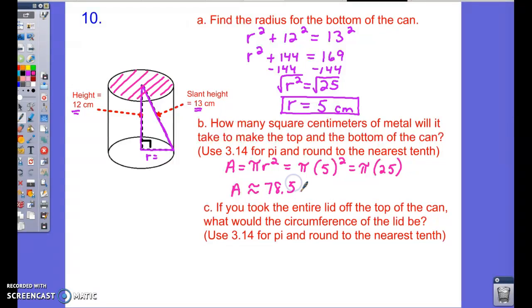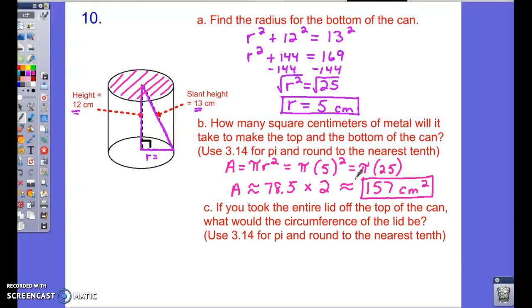78.5 square centimeters. But what you have to keep in mind is it asks for the area, or how much metal is needed for the top and bottom of the can. So this first calculation is just finding the area of the top of the can. Since the bottom is the exact same size, we have to multiply that by 2 to get our final answer of approximately 157 square centimeters. That's the amount of metal it would take to make the top and bottom of the can.